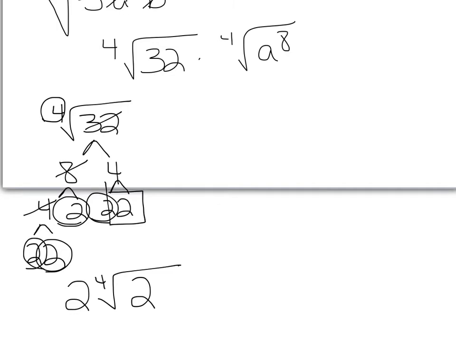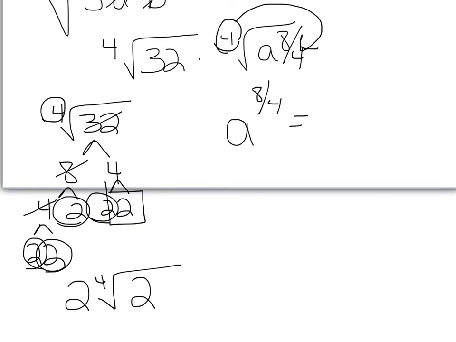And we know that when we are taking the fourth root of a to the 8th, using the rules we used in section 7.2, we can take this 4 from the index and make it our denominator. So this is actually a to the 8 over 4.